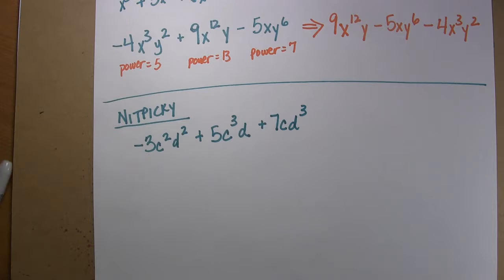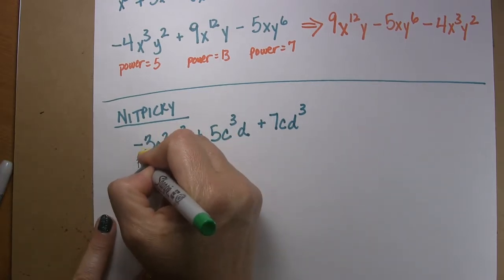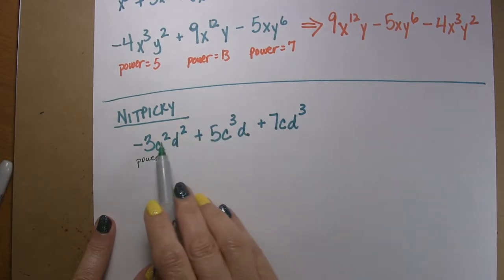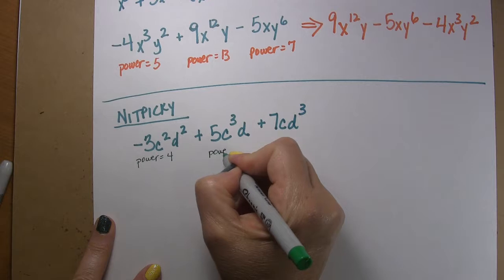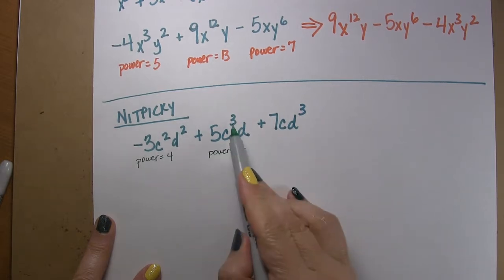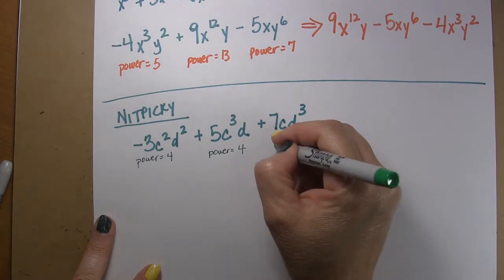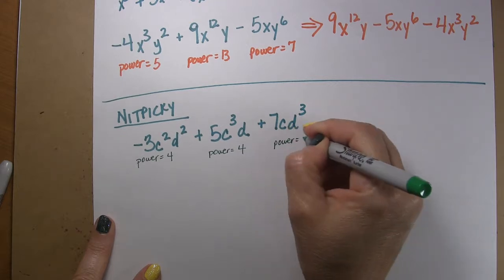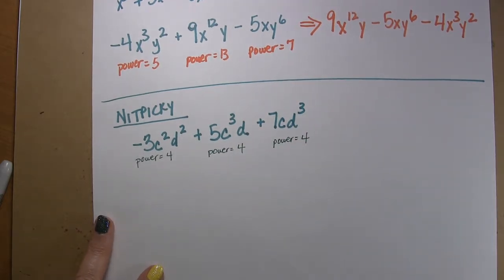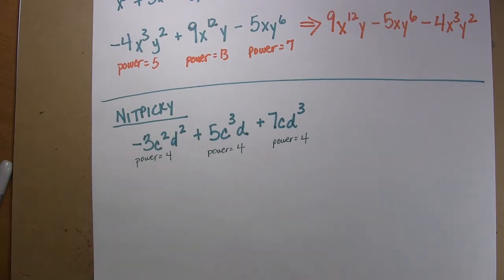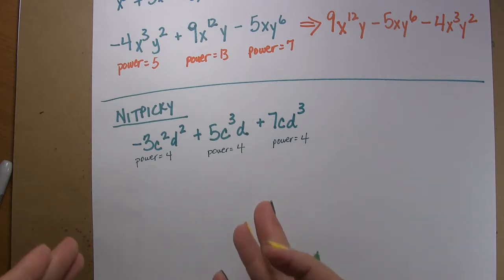Well, what's the power of this? That would be 4, right? 2 plus 2 is 4. What's the power of this one? 4. 3 plus 1 is 4. What's the power of this one? Still 4. 1 plus 3 is 4. So what do we do in this situation where all of our terms have the same power, but they're not the same? Yeah, good question.